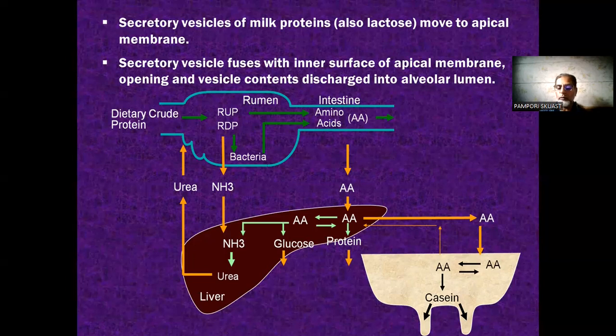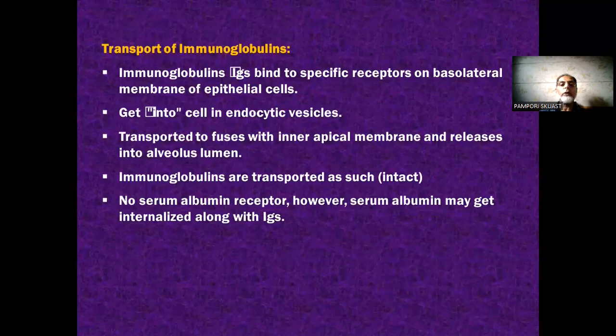We have seen lactose being produced, fats being produced, and proteins being produced. Similarly, one specificity in the milk is that it contains immunoglobulins in the early stage of lactation, what we name the first milk or the colostrum. That is very rich in immunoglobulins, which are taken from the blood and, as such, intact, are passed into the milk.